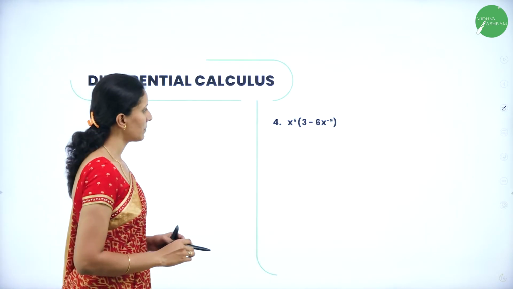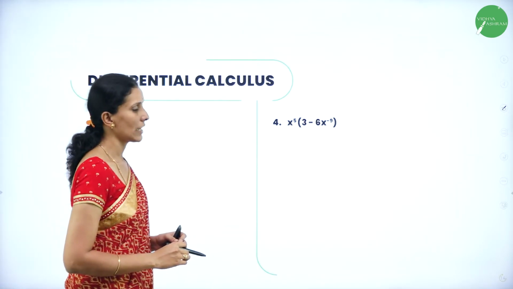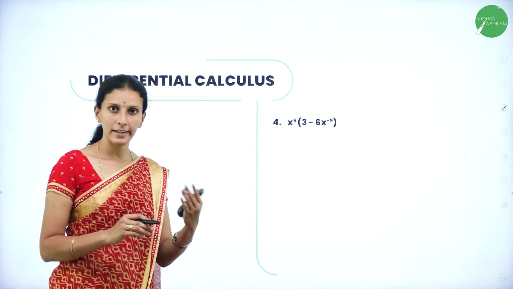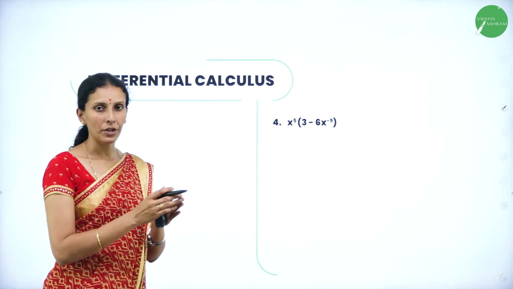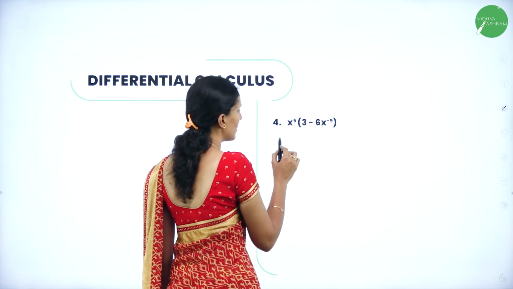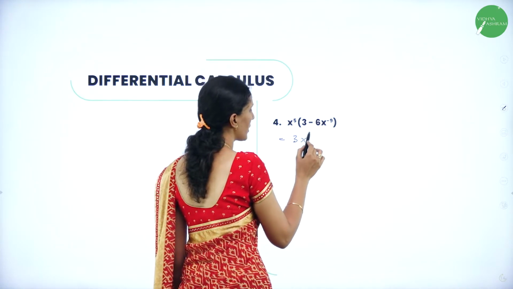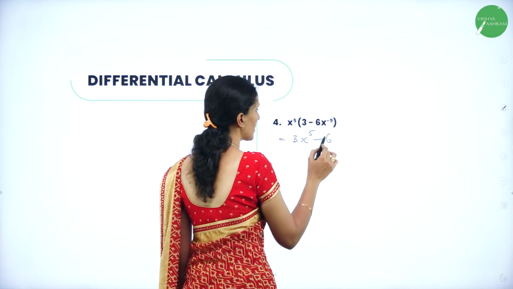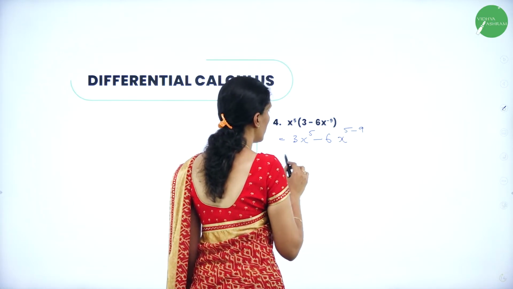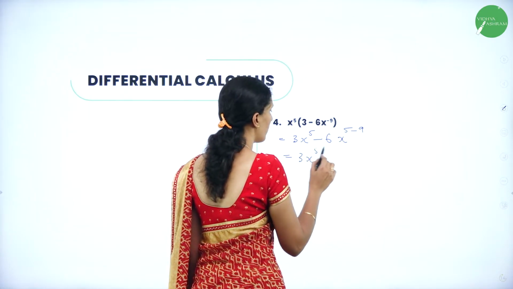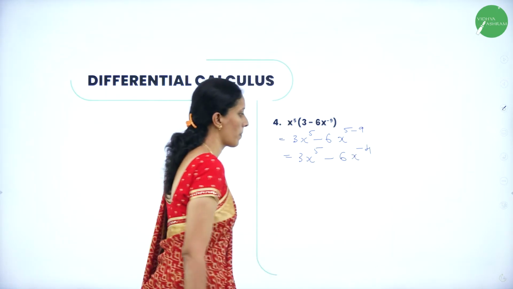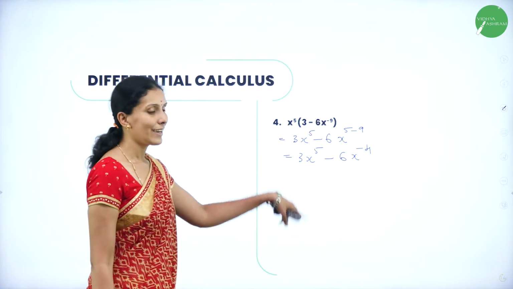Next question, we have x power 5 into 3 minus 6 x power minus 9. Here we can multiply x power 5 inside, then solve it, or you can use the product rule also. So let me write this in the form of 3 into x power 5 minus 6 x power 5 minus 9, which becomes 3x power 5 minus 6 x power minus 4. So now we can derive it.